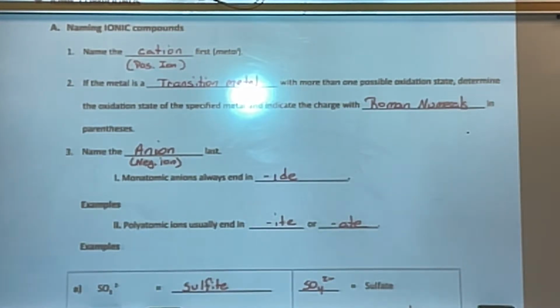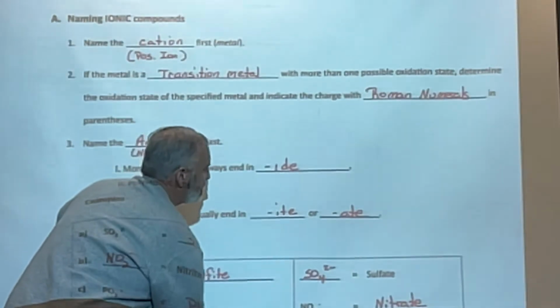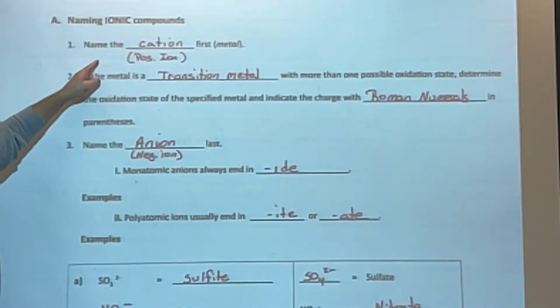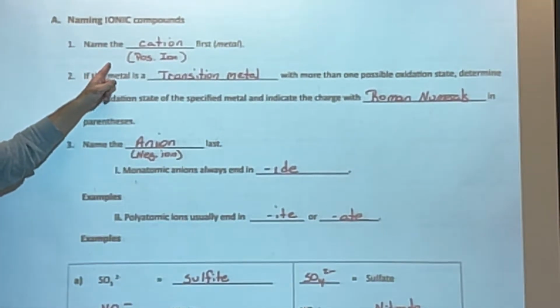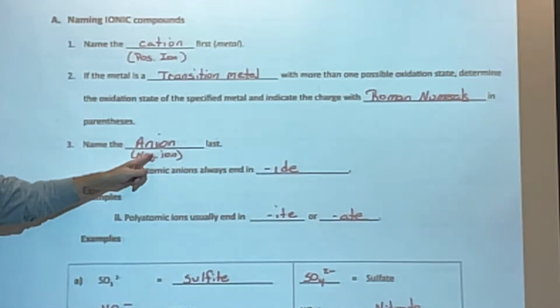Now, yesterday in class, we went through and talked about naming ionic compounds. We never got to do any practice, so I want to quickly go over this too. So you're going to name the cation first. That's your positive ion. You always want to be positive first, and then you're going to name the anion last.